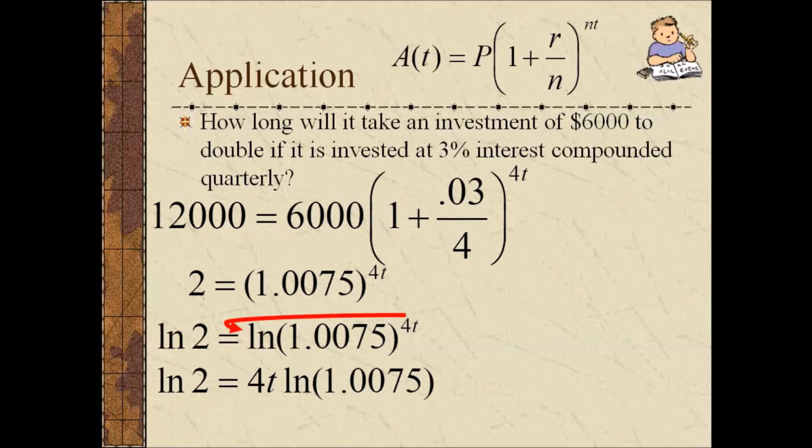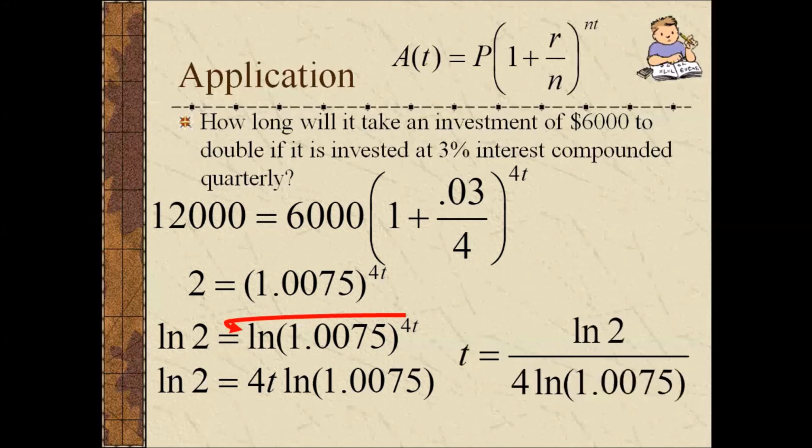Remember that ln of 2 is just a number, and so is ln of 1.0075. So is 4 for that matter, so we can divide both sides by 4 times ln of 1.0075. Now, since we are doing a problem in context, we actually want to figure out the decimal version of this number. If you asked your accountant how long you need to leave your money in the account, and your accountant told you ln of 2 over 4 times ln of 1.0075 years, you would look at him a little bit funny. So you need to get out a calculator and figure this out.